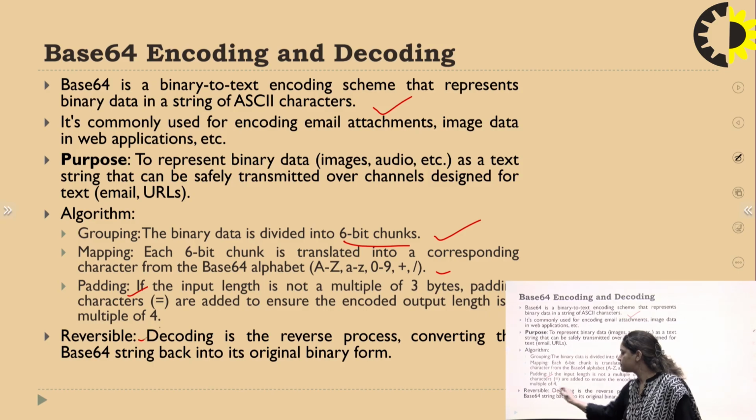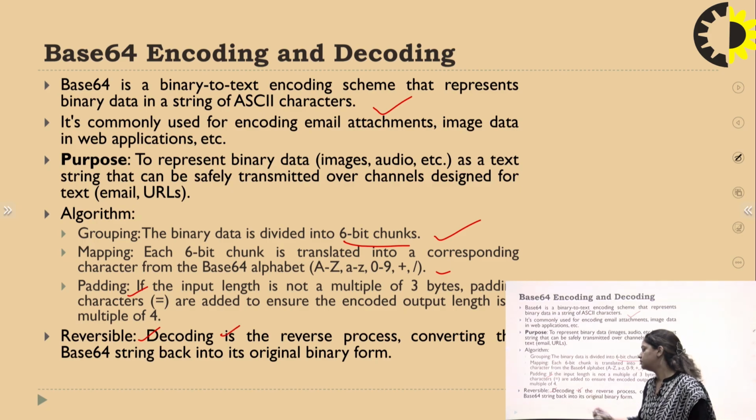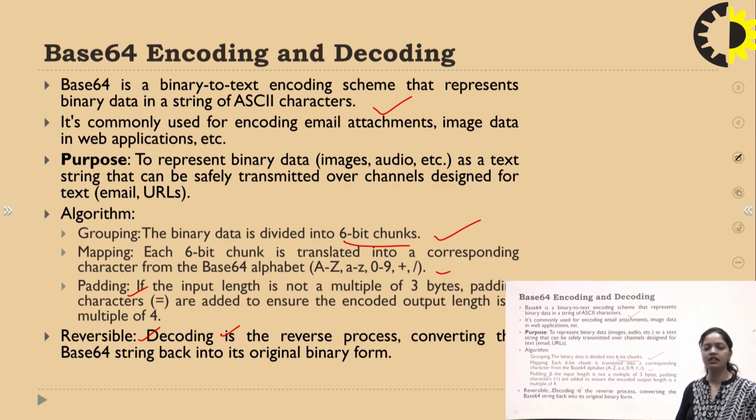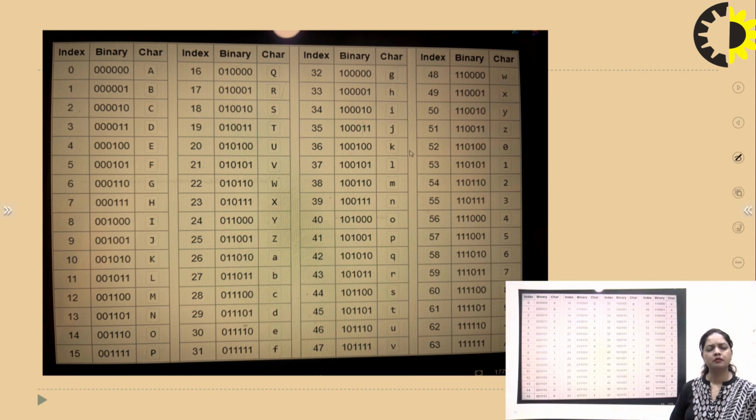And then reversible means the opposite process is used to decode that string, which was encoded with the help of Base64 functions. Let us see an example for that. Here is a table showing the various characters present on our keyboard with their ASCII values, that is, American Standard Code for Information Interchange, and these are the binary conversions of these characters.